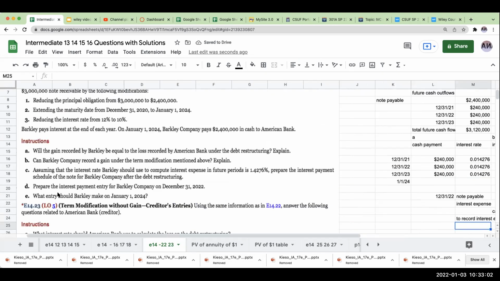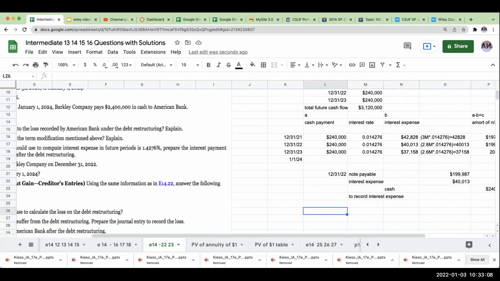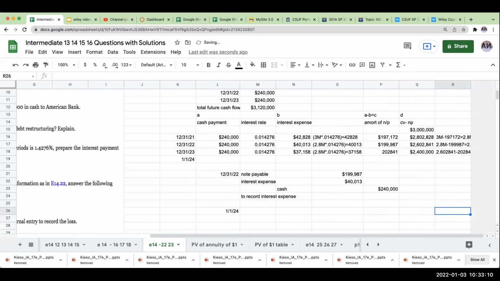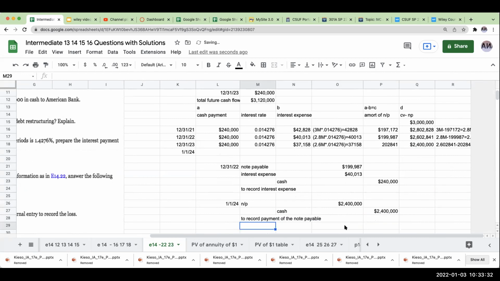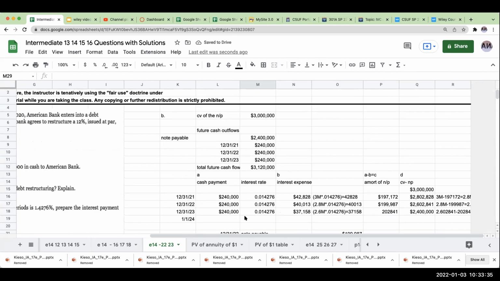Okay, so what entry should Barclay make on January 1st, 2024? On January 1st, 2024, what Barclay needs to do is show the payment of the note payable. So they're going to debit notes payable for 2.4 million. They're going to credit cash for 2.4 million. Okay, so again, this is kind of what we're going through and doing. We do not recognize a gain because the future cash flows are greater than the carrying value.